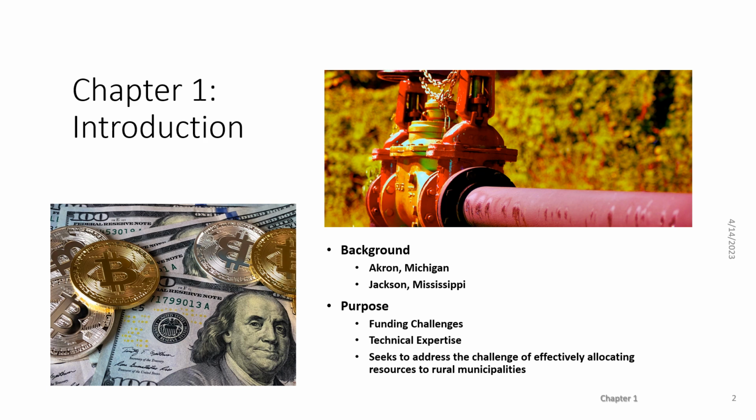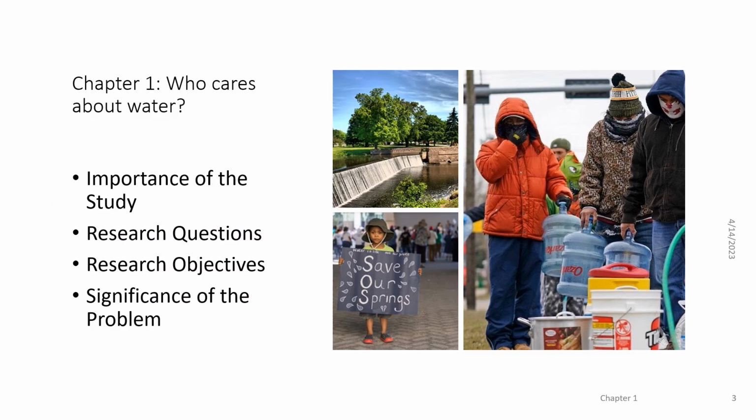So the purpose of this study is to seek to address the challenge of effectively allocating resources to rural municipalities. The study of optimizing resource allocation for sustainable development in rural municipalities with a focus on access to water is of great importance for several reasons. First, it addresses the current issue. Rural municipalities are without water or are having trouble accessing clean water as our infrastructure decays, thus leading to loss of health and well-being for a lot of people in these communities.